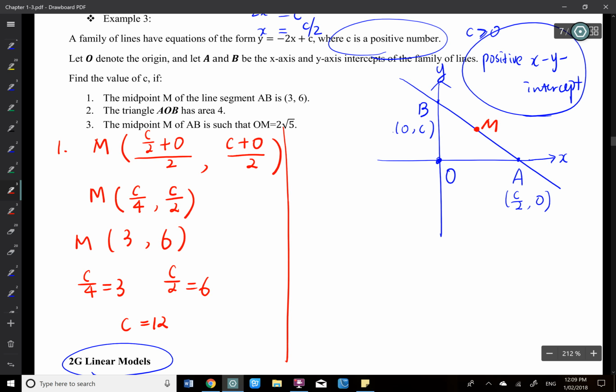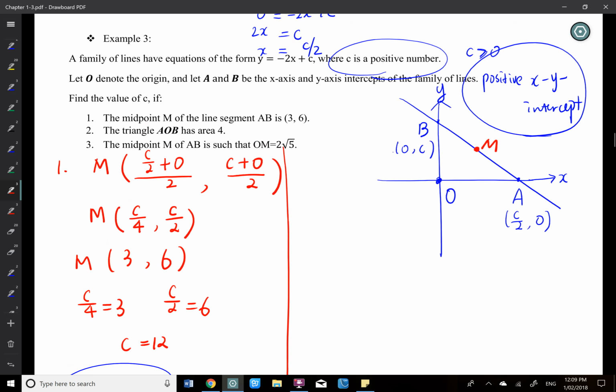Yes, you'll get C plus 12 if you sub in 3 into y equals negative 2x. Yes, you can do that as well. If I do that, it's easier for the next question. But yes, you can do that because that's a point on the linear. That's another way of doing it.